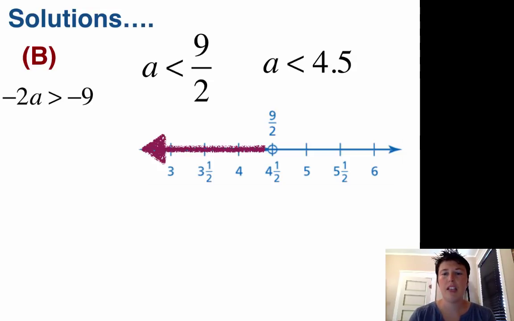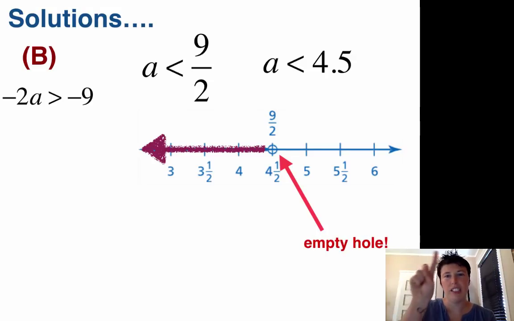Notice on my number line I've got the empty hole, but I also labeled it 2 different ways. I called it 9 halves and 4.5. You can label it how you wish. Like if you want to call it 4.5, that's fine too. But you should shade the right direction and you should still have the right correct value.